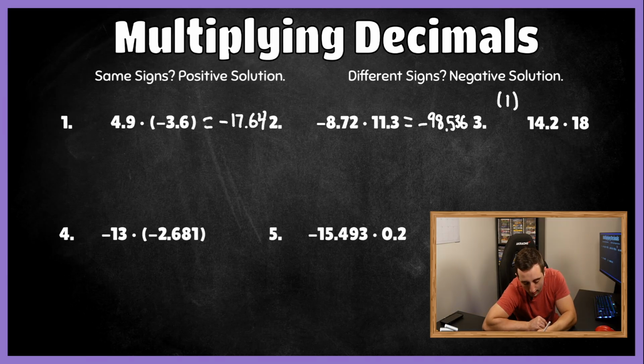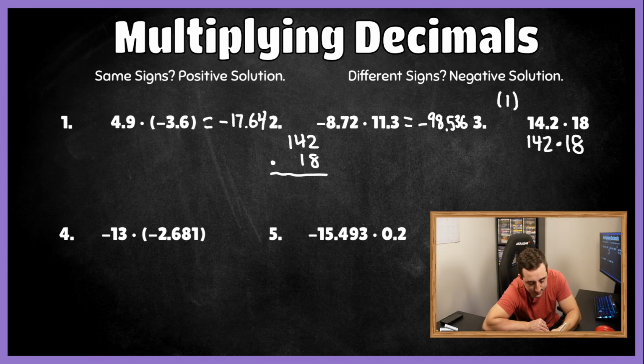So this is going to be 142 when we ignore the decimal point times 18. So we have 142 times 18. 8 times 2 is 16, carry 1. 8 times 4 is 32 plus 1 is 33, carry 3. 8 times 1 is 8 plus 3 gives us 11. We move down to the next line, add a 0, and then I'm just going to scribble these out once again. 1 times 2 is 2, 1 times 4 is 4, 1 times 1 is 1, and now I'll just add it to the side like we did in the last one.